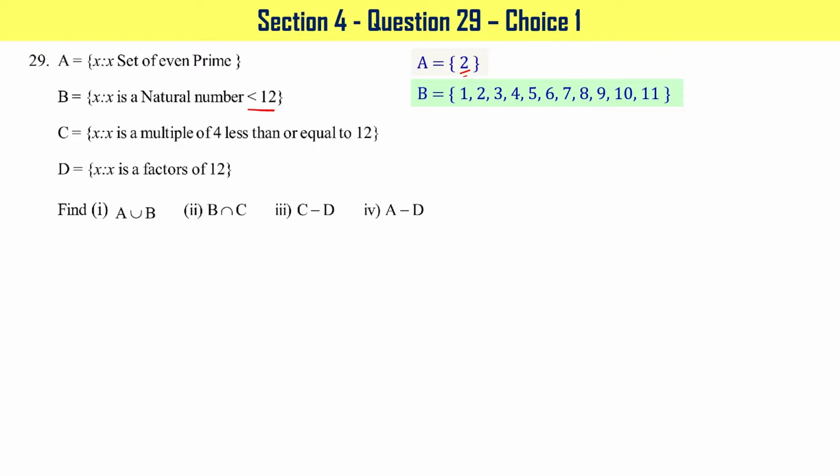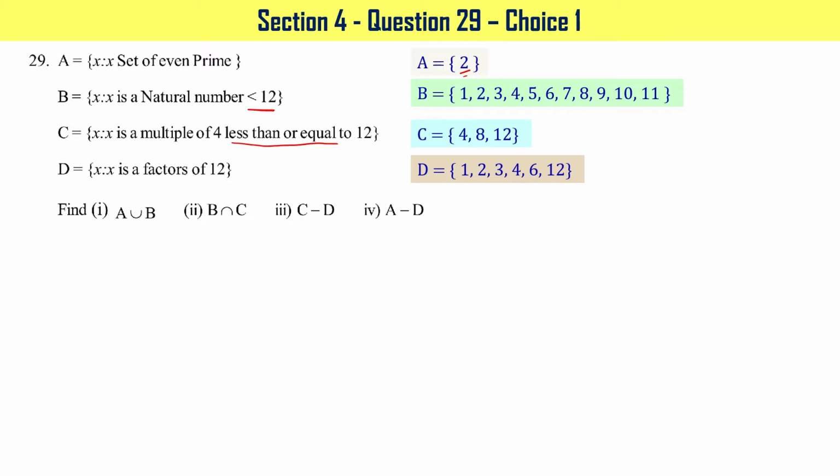Now set C is a multiple of 4 less than or equal to 12. What are multiples of 4? 4, 8 and 12, because it is said that it has to be less than or equal to 12. Set D is a set of factors of 12. 1 is a factor of 12, 2 is a factor, 3 is a factor, 4 is a factor, 6 is a factor, and 12 is a factor of itself. That's why this has the elements 1, 2, 3, 4, 6 and 12.